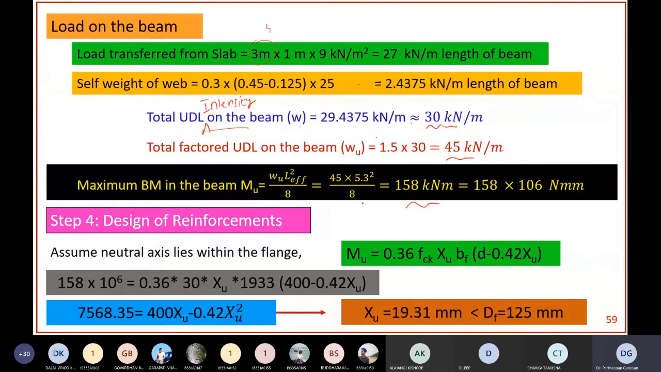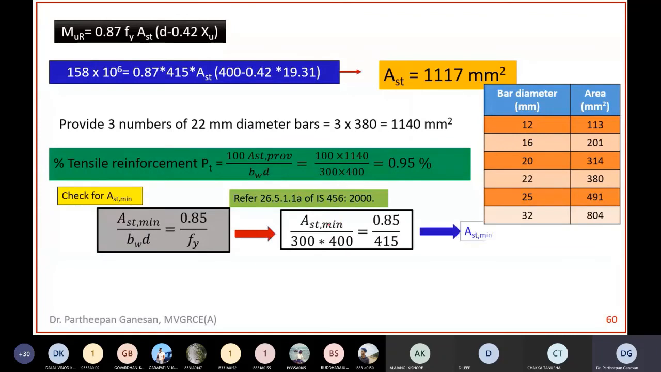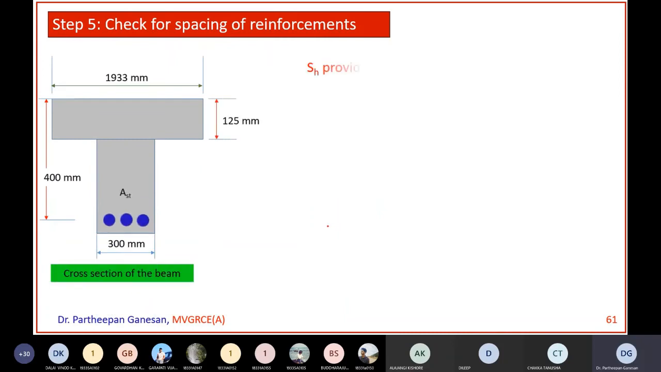You should find out Mu w limit and find out whether it is singly or doubly reinforced. Then within the flange we are assuming, and everything else after that is the same. So that is the end of the second unit.